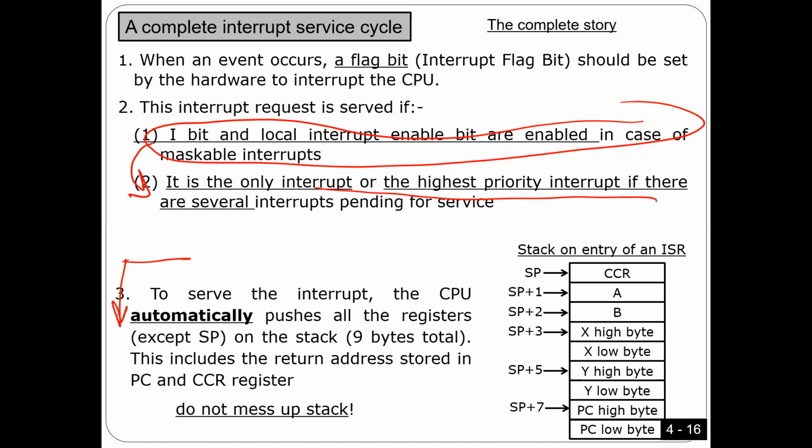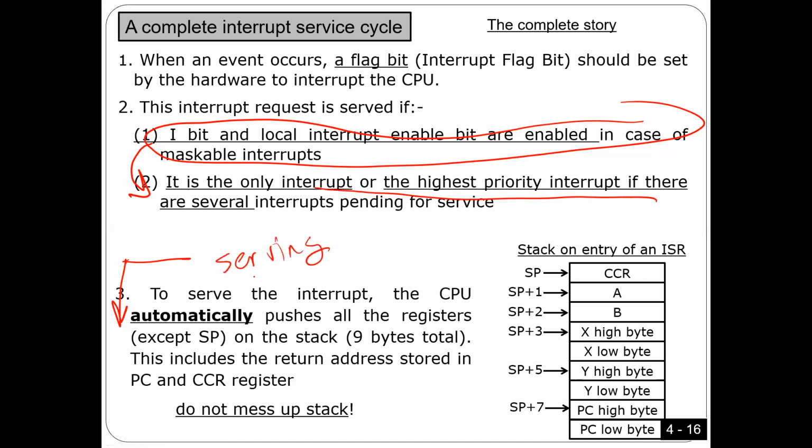Is that clear, guys? So very easy. In order to serve the interrupt, number one, the interrupt should be enabled. Number two, it should be the only interrupt, or it should have the highest priority. Okay, now we're going to start serving the interrupt, so we're going to start from here.